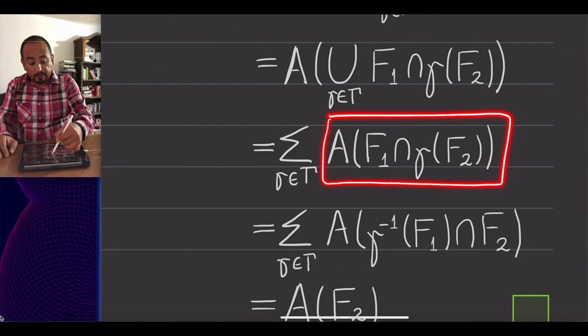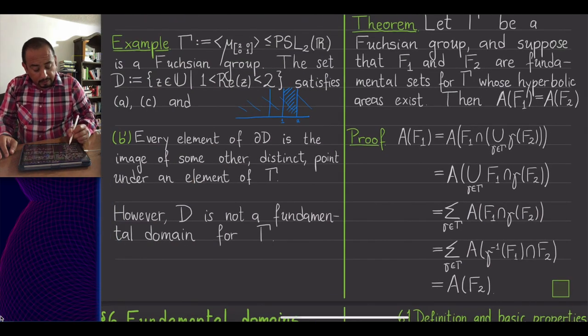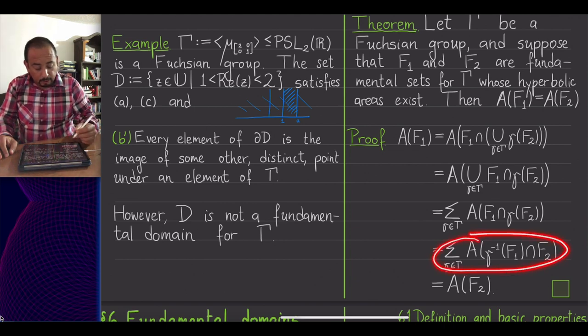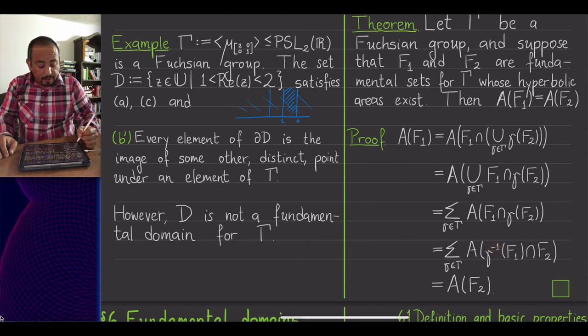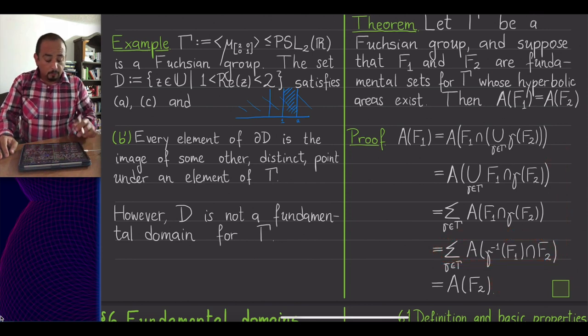isometries of the hyperbolic plane. So I can apply gamma inverse to this without changing the number. At this point I can do one more thing: every element of gamma is of the form gamma inverse for exactly one element. So I can replace this by just erasing the minus one, and afterwards I traverse the same path but backwards. I go from here to the area of F2, in the very same way as I proceeded here. So we are done.